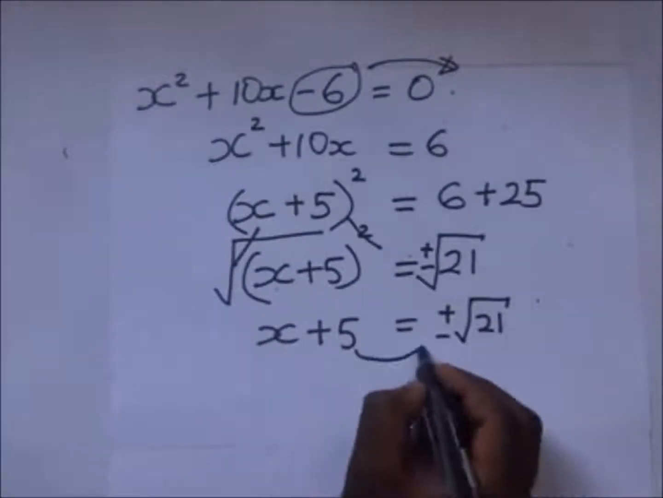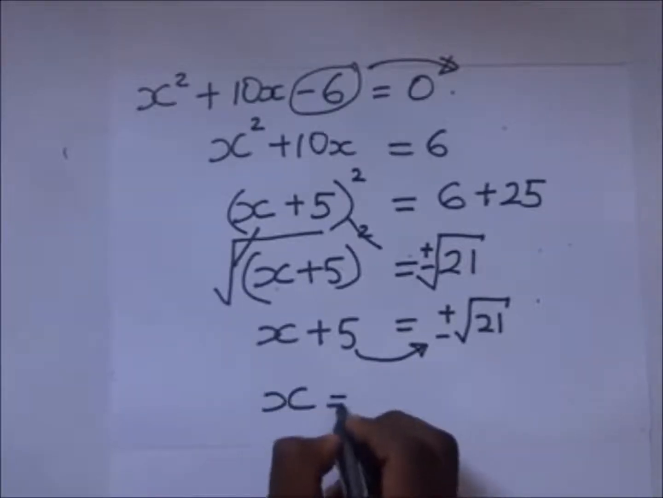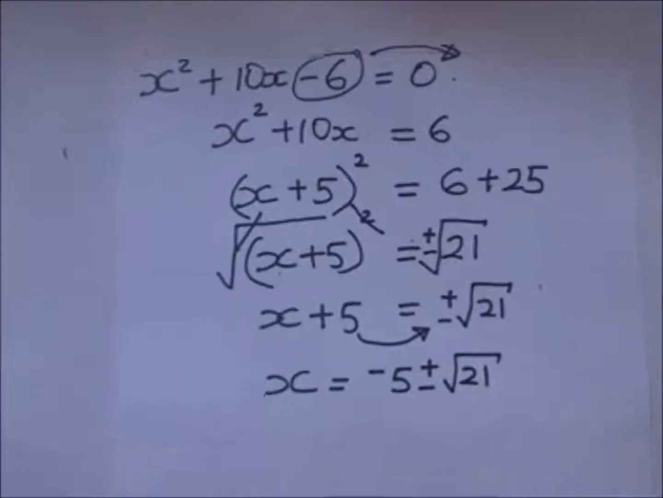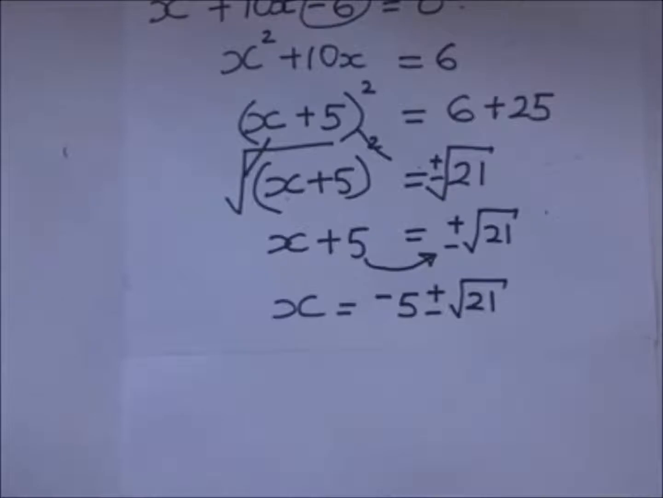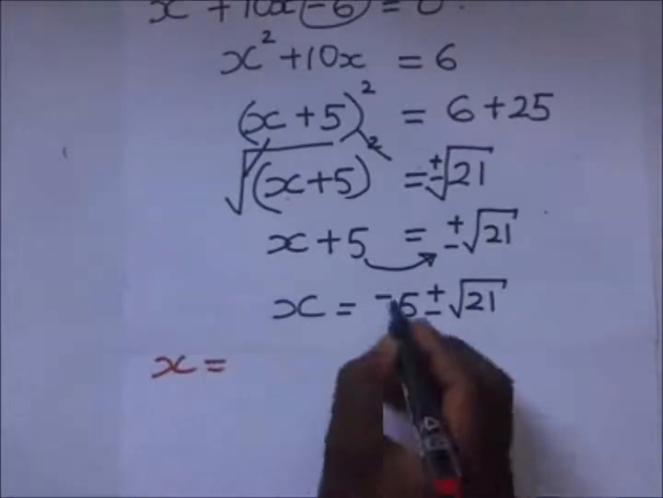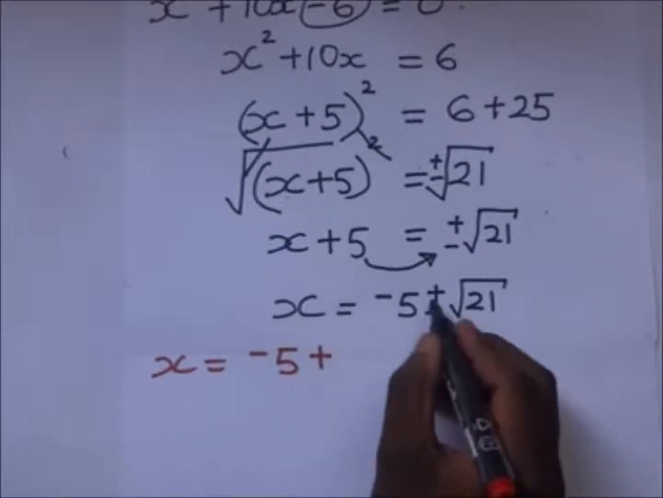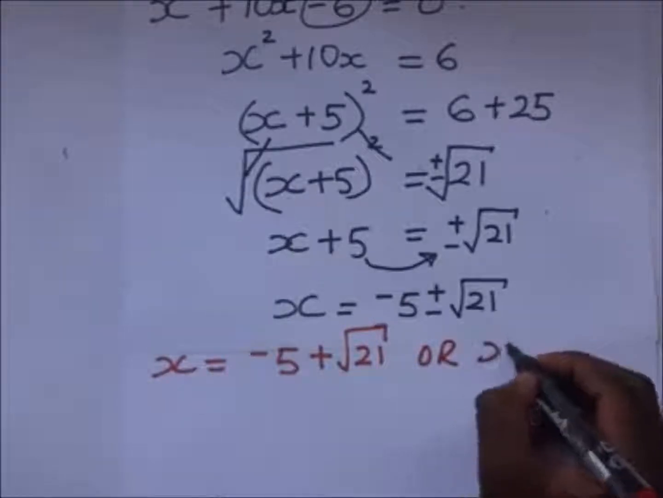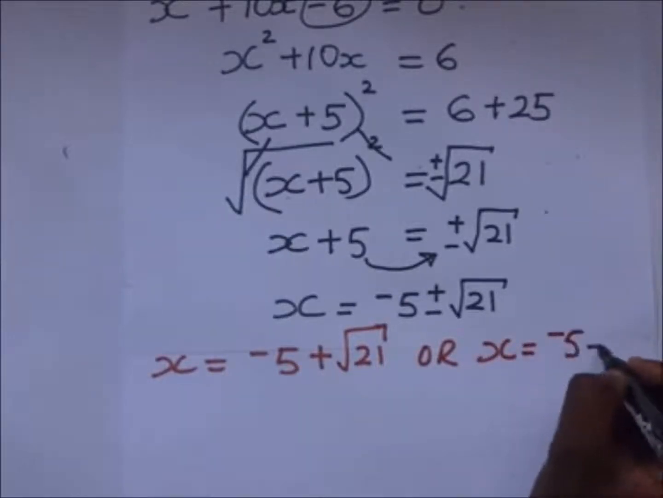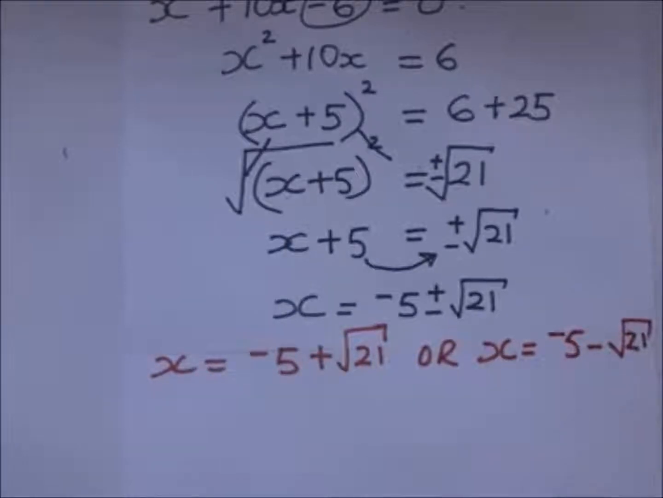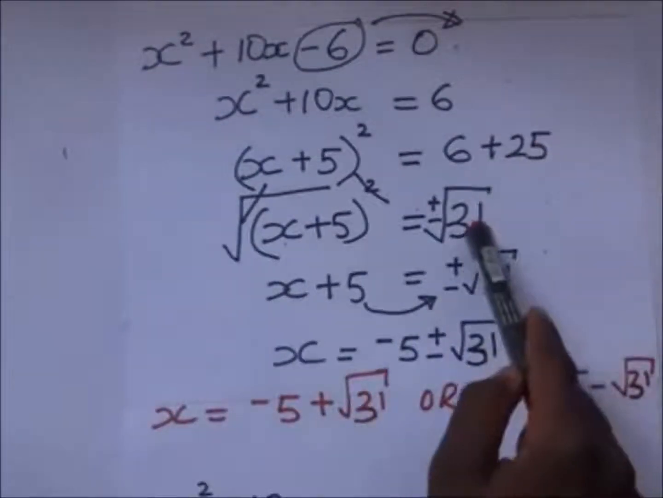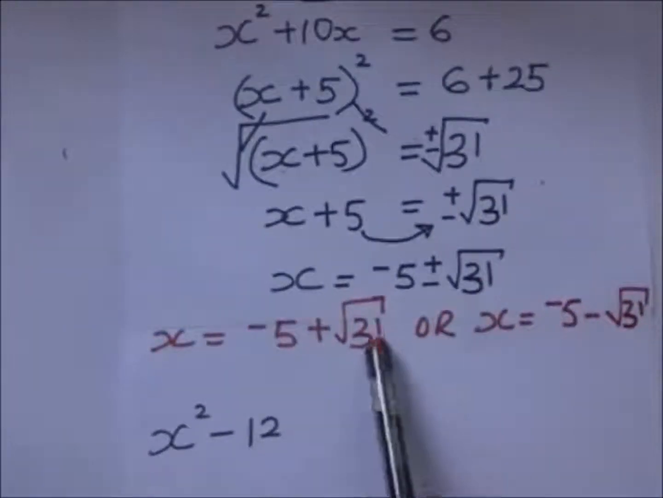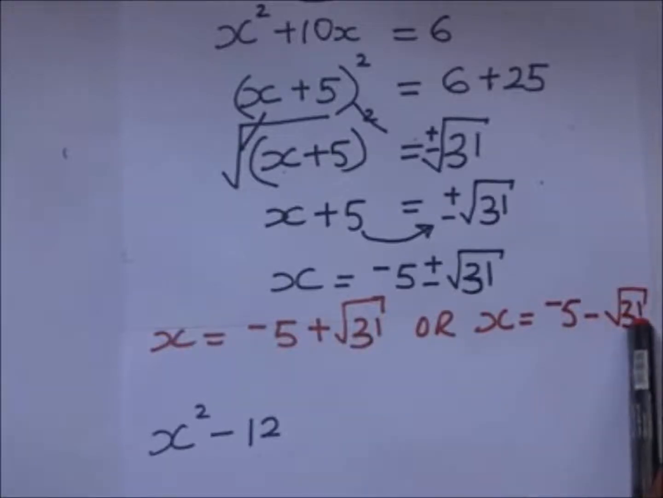So here, when this 5 goes that side, you remain with your value of x, giving you negative 5 plus or minus the square root of 21. So you have two values of x. x is either negative 5 plus the square root of 21, or the value of x here is negative 5 minus the square root of 21. Actually, 6 plus 25 is 31, so it is actually root of 31, not 21 like I had earlier said. It's 31 here and 31 right there.